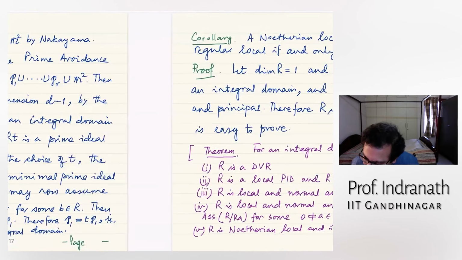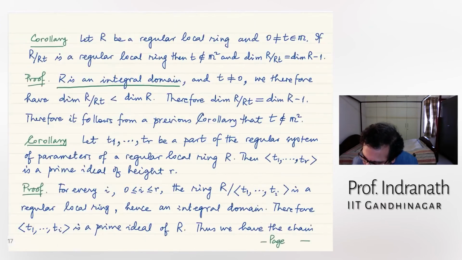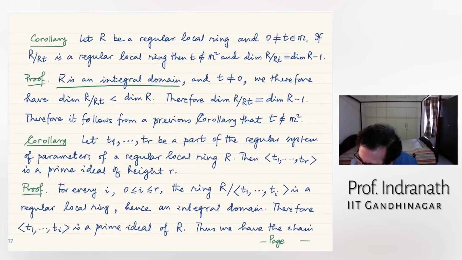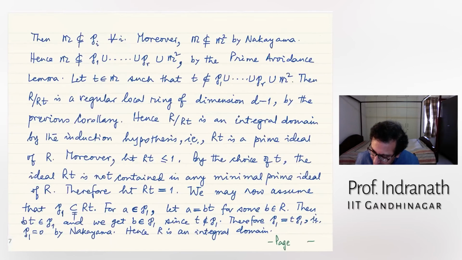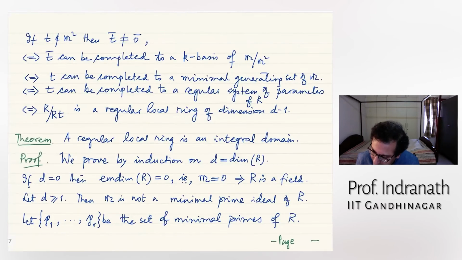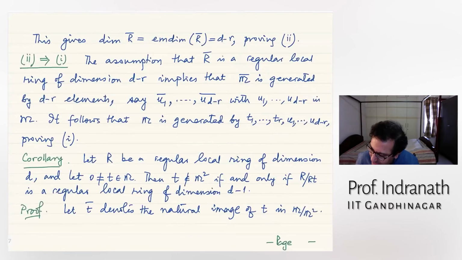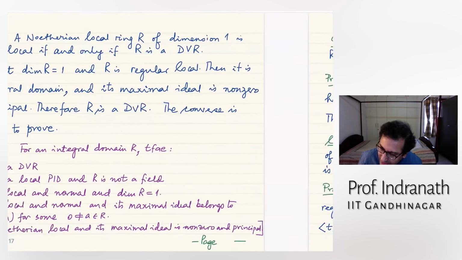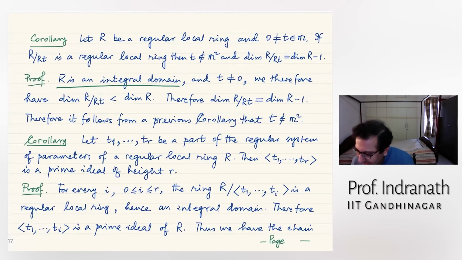So you have this regular local ring, sorry about it. Oops, not this. Yeah, you have the regular local ring condition, and you have proved that this, and therefore here you are. This is a regular local ring, dimension is dropped by 1, and therefore you have T is not in M square. Okay, so once again it looks like a kind of technical information, but extremely useful.